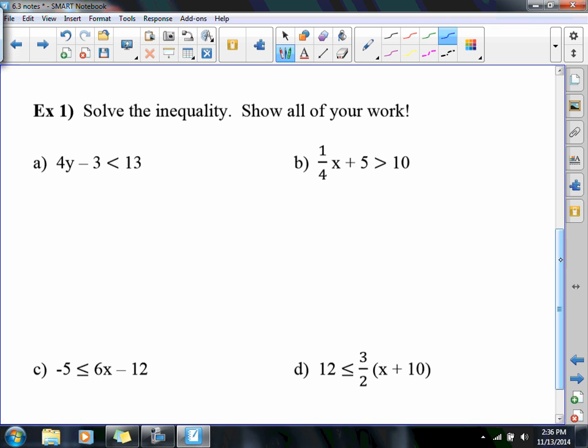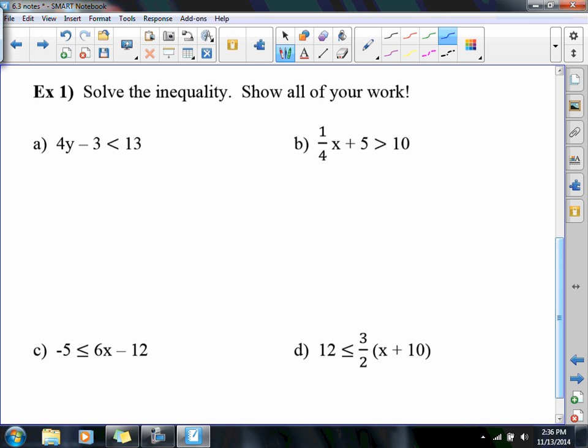So for example 1 here, we're going to solve the inequality. And we definitely want to show all our work for these. Now again, if you need to, you can box in the variable. So I have 4 times y minus 3 is less than 13. If you want to box in the y so you know what you're trying to isolate, you can. We have to undo the subtraction first, so I have to add 3 to both sides. So now I have 4y is less than 16. And then to finish solving for y, I have to divide by the 4.